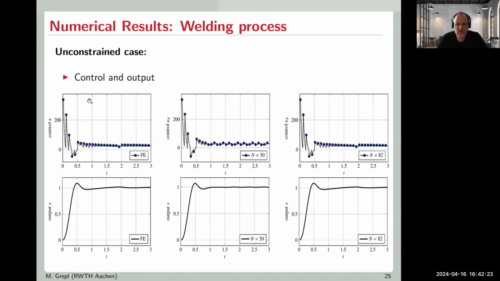Here we can see the control and output. On top, you can see the controls. And here you can see, as I said, we want to control the output, or the temperature, to reach 1. This is the FE reference for us. This is the RB solutions for n equals 50 and n equals 82. You can see as we increase n, we get very close visually to the FE solution.